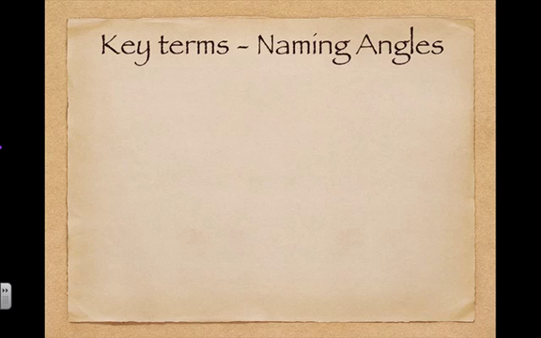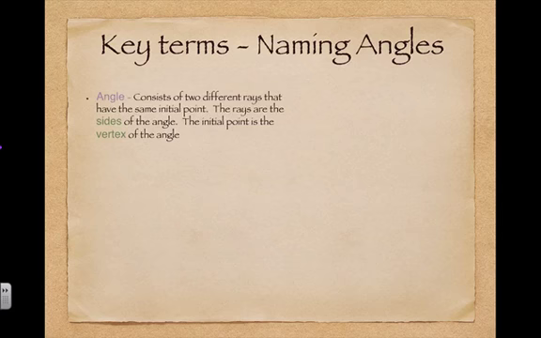So what is an angle? Before we learn how to name it, we need to know what that angle is. By definition, an angle consists of two different rays that have the same initial point. The rays are the sides of the angle, and the initial point is the vertex of the angle. Okay, so that is our formal definition of an angle. So now let's take this definition and construct an example of an angle.